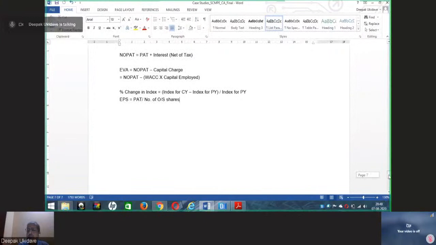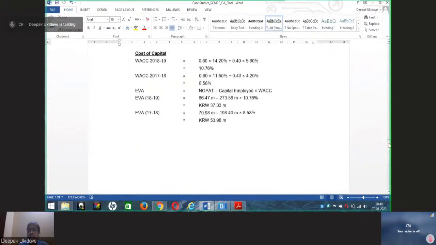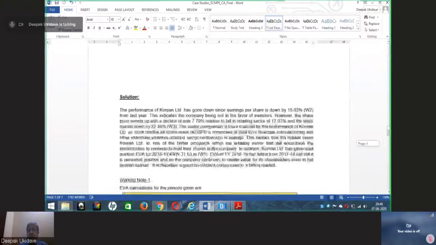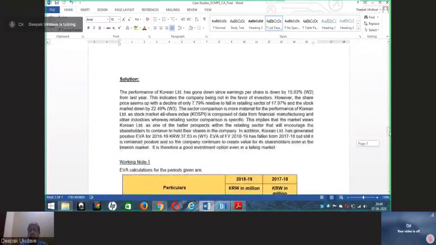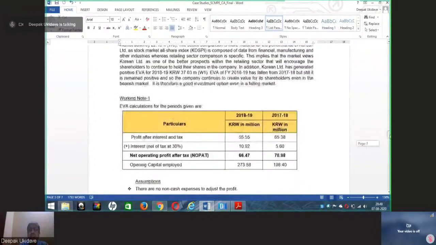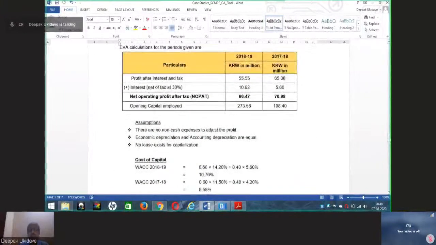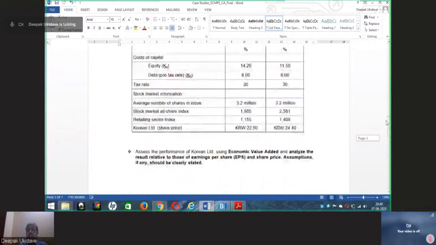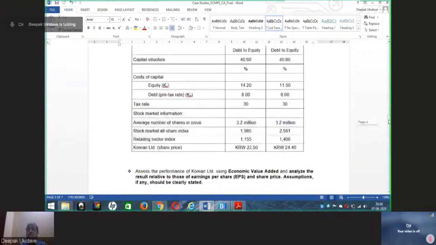You can look at the approach. I have given you the solution of an approach. Just quick working notes I will highlight. You are given profit after interest and tax. You are given added interest, net of tax at 30%. So you can calculate interest net of tax. For example, if you do on the calculator, the interest figure is given as 15.60. So 15.60 multiplied by 70%.